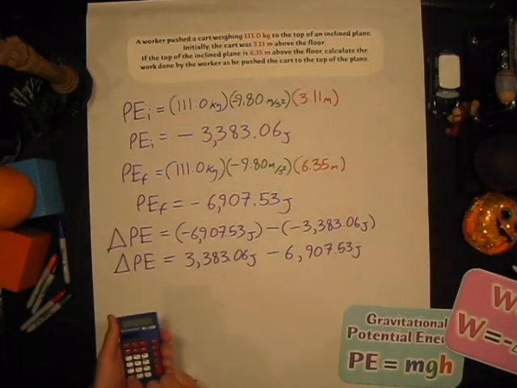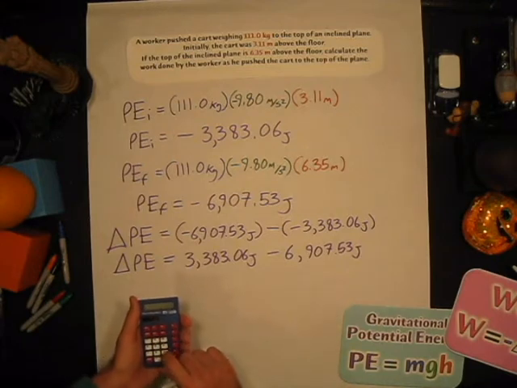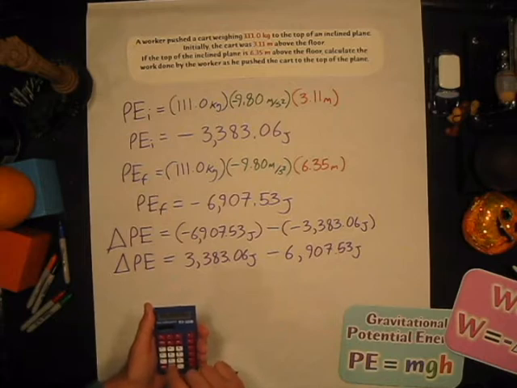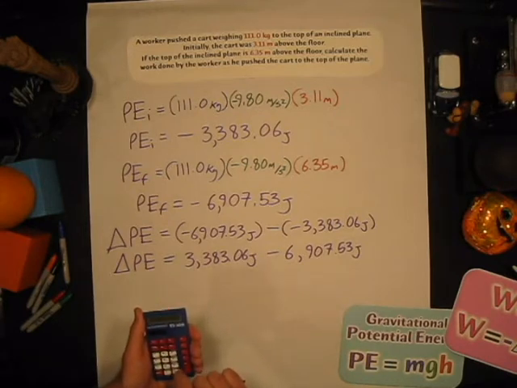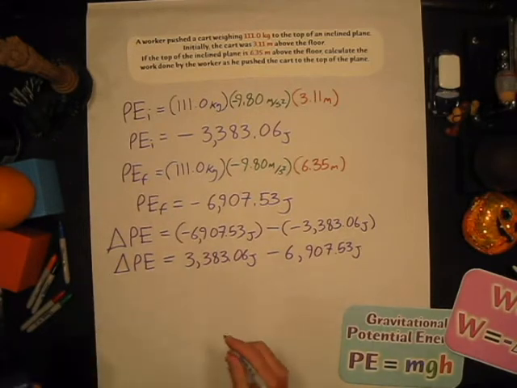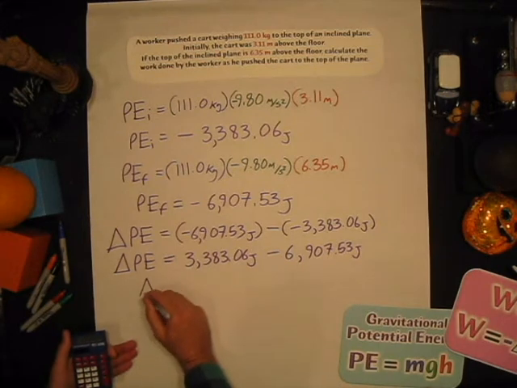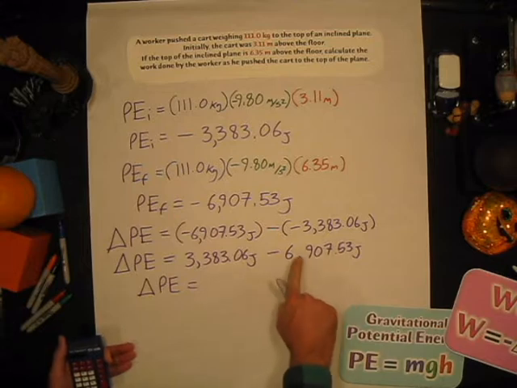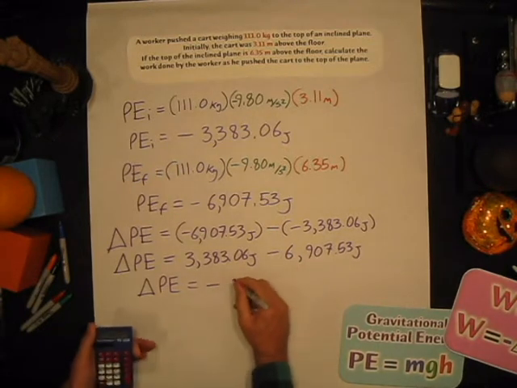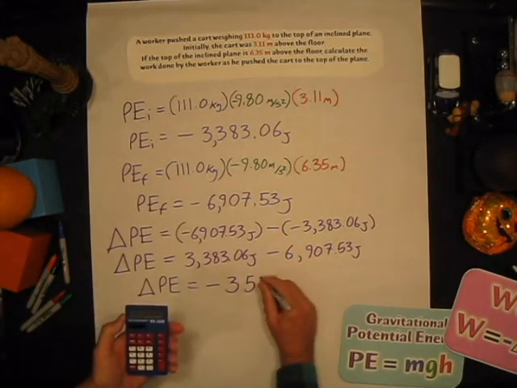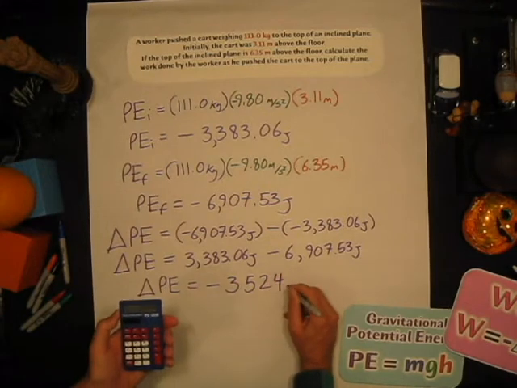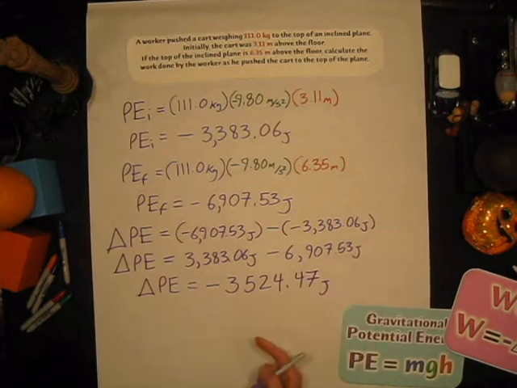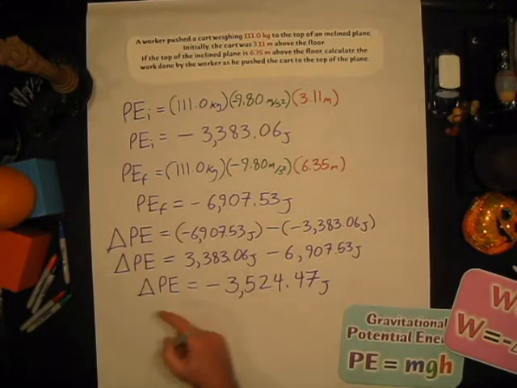So what I'm going to do is 3383.06 minus 6907.53, and what I get is my delta PE. Of course it's going to be a negative number, isn't it? Because this one's bigger. Negative 3524.47 joules. I almost made that a J. So that is my delta PE.